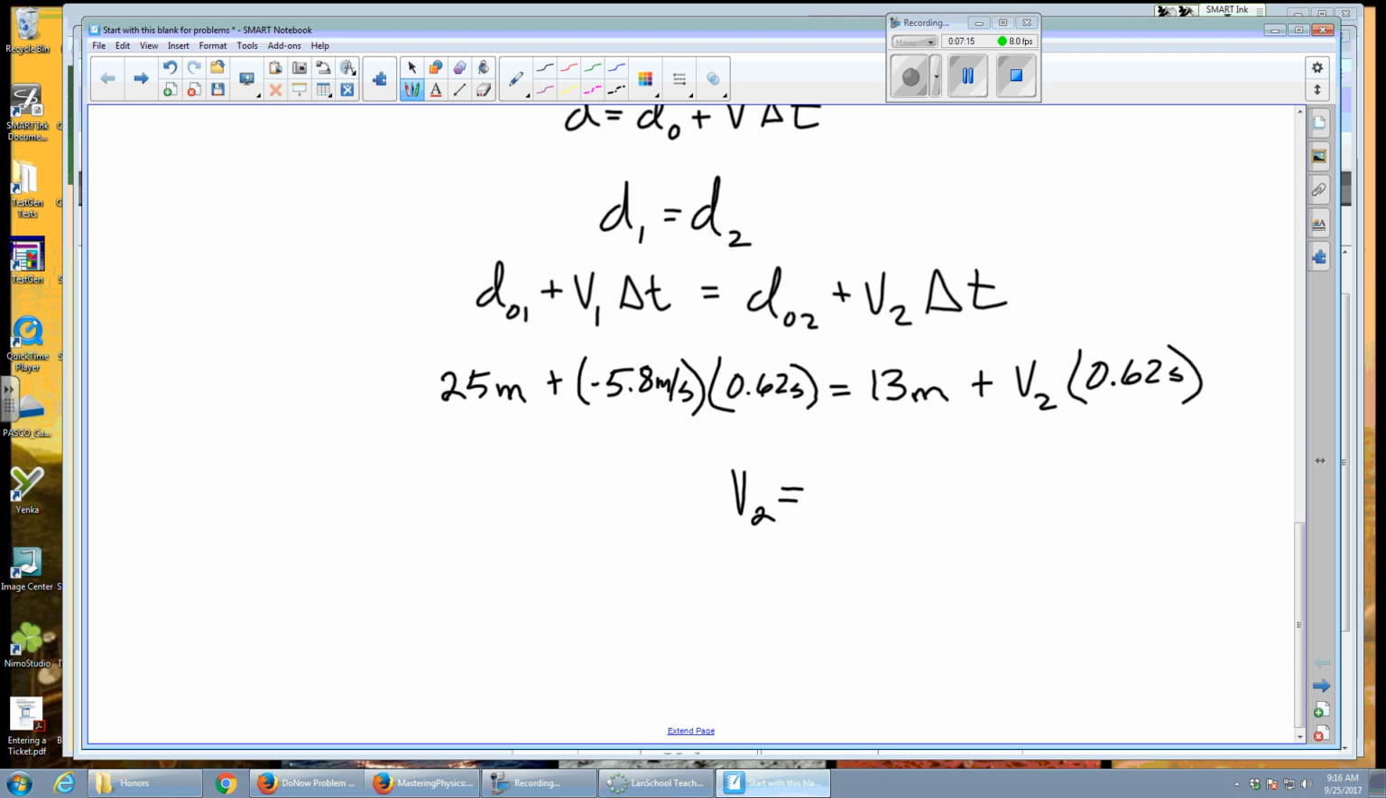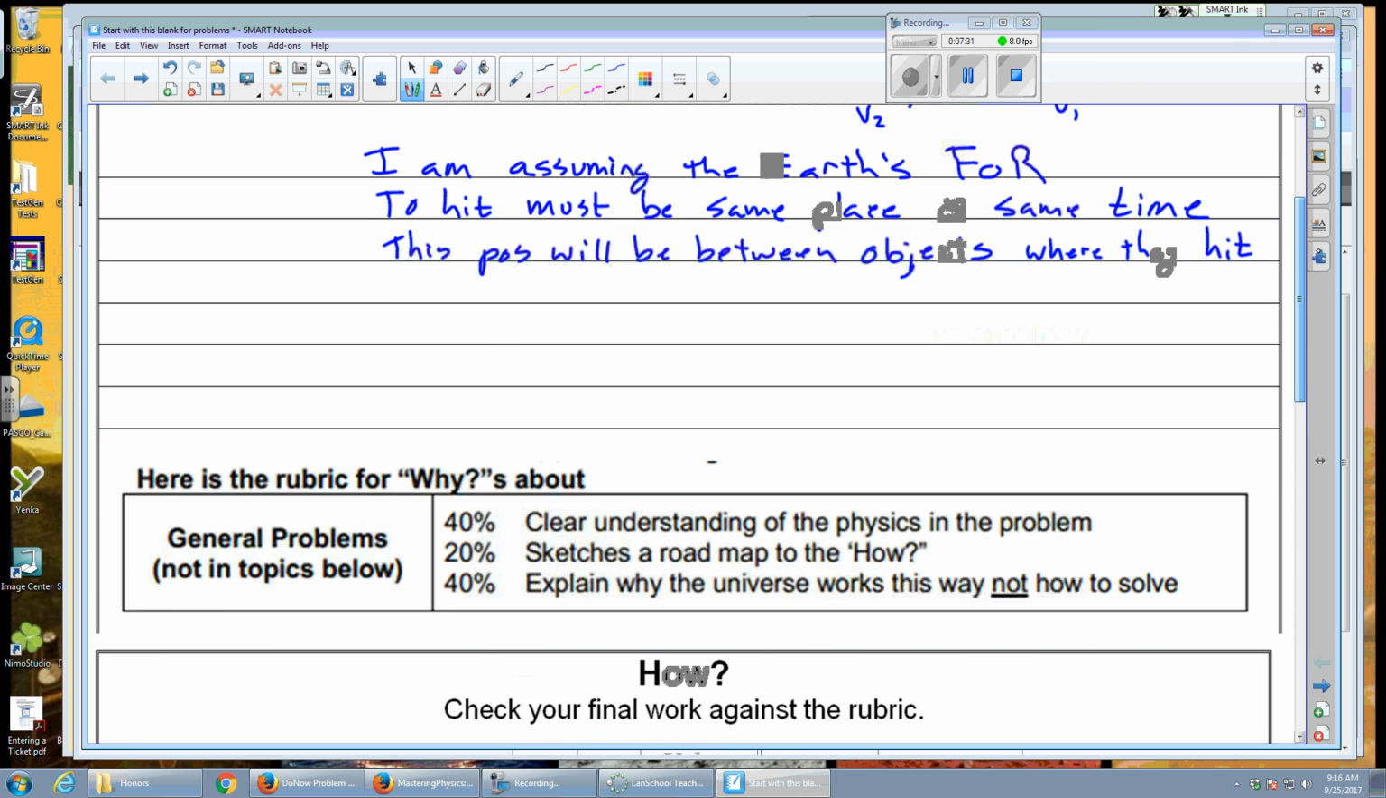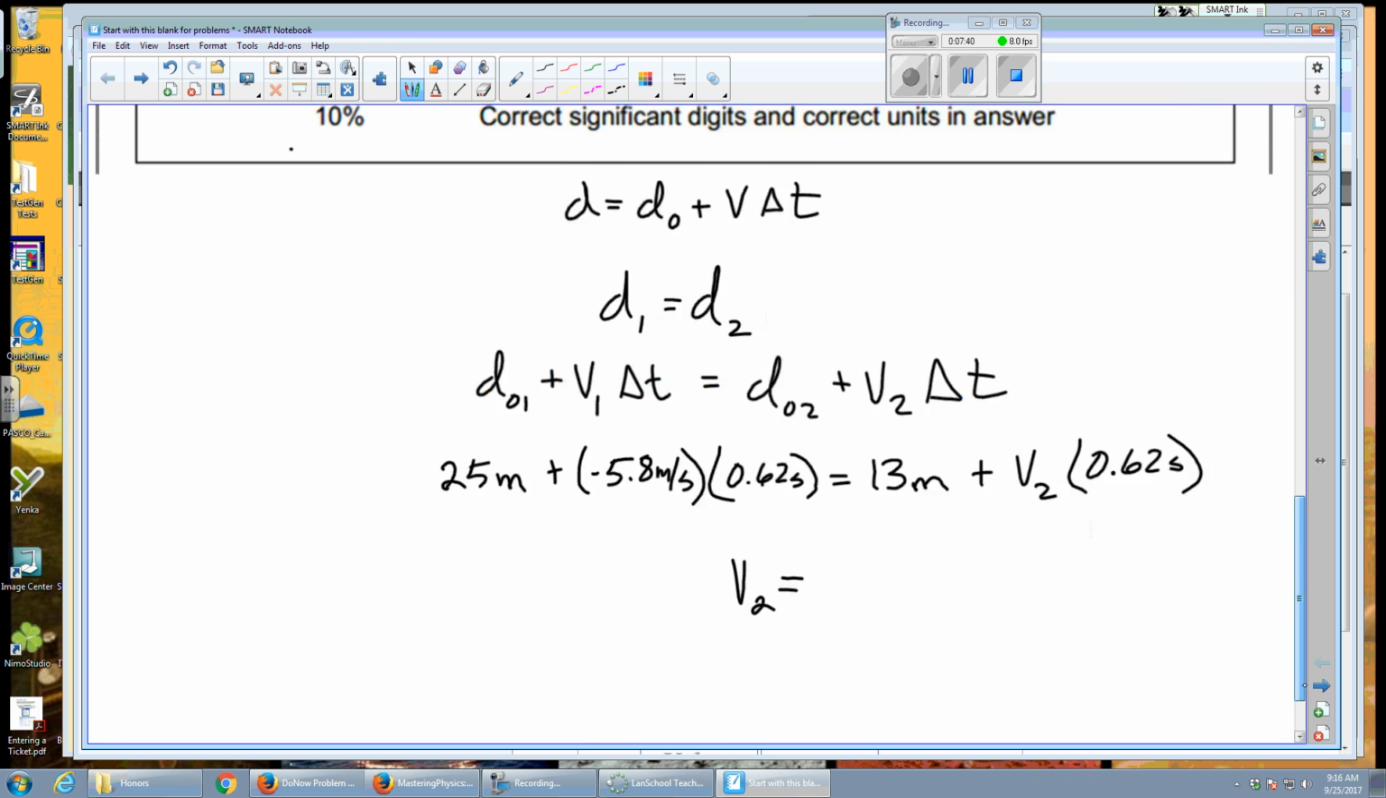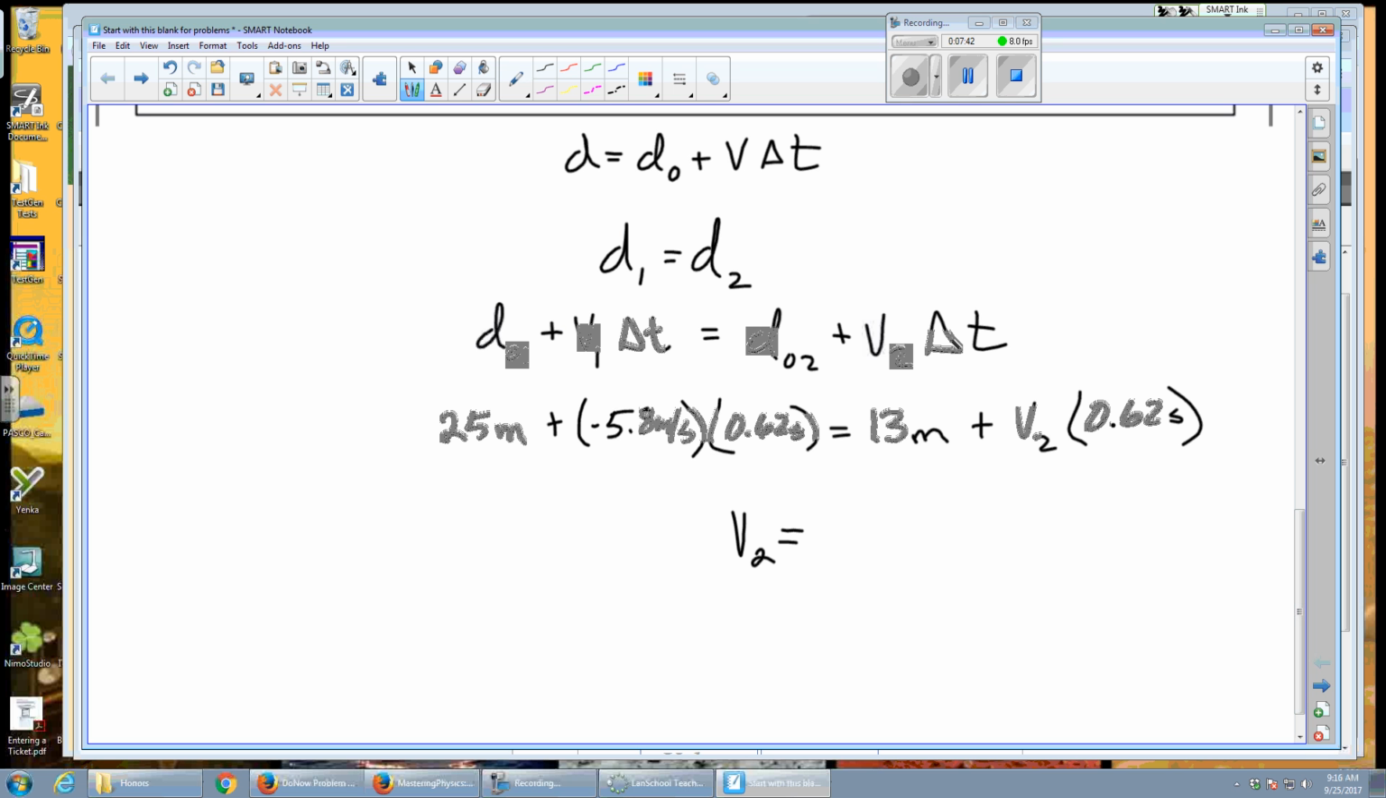Because everything but V2 is a number, right? Am I hoping for a positive or negative number? Well, let's go back to our diagram. Is V2 moving in the positive direction or the negative direction? Positive. So I'm hoping for a positive number. If I get a negative number, I'll have to check my math. Most common math mistake will probably be forgetting that there's a negative in front of the 5.8.